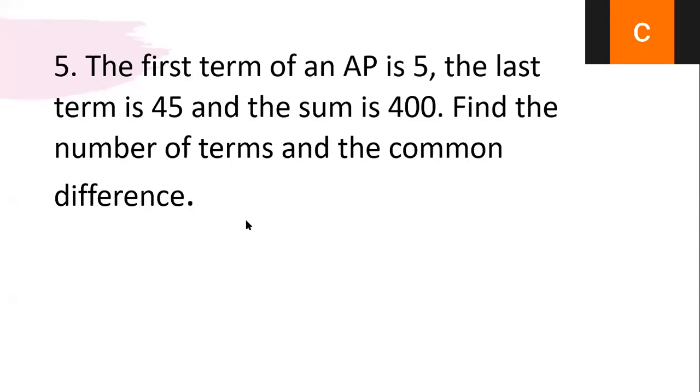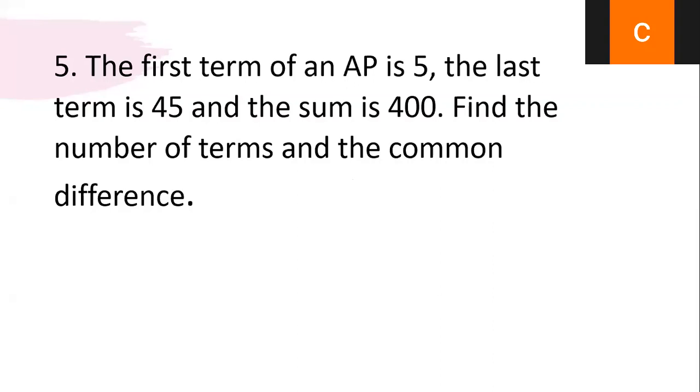Write the formula. Sn is equal to n by 2 into A plus L. I just told you, whenever they give the A value and the last term, we can use this formula. Sn is equal to n by 2 into A plus L. So use the values: A value 5, L value 45, Sn value 400. They're asking us to find the number of terms and common difference. First find out n value, children. Ma'am, n value is 16. Very good.